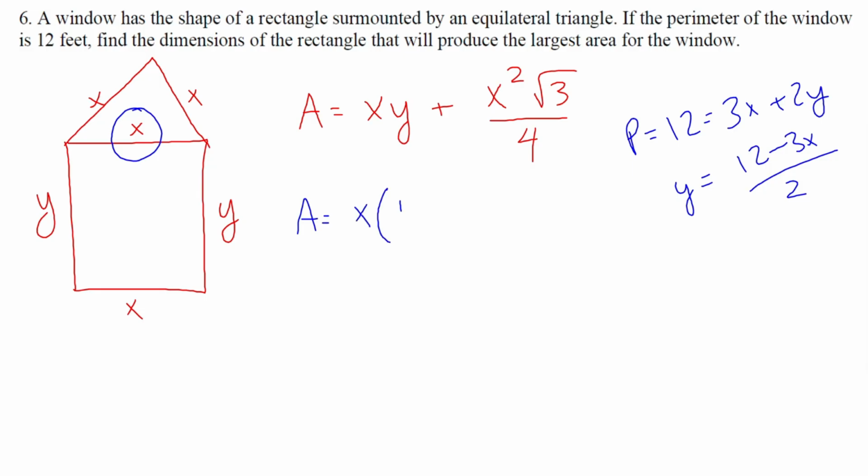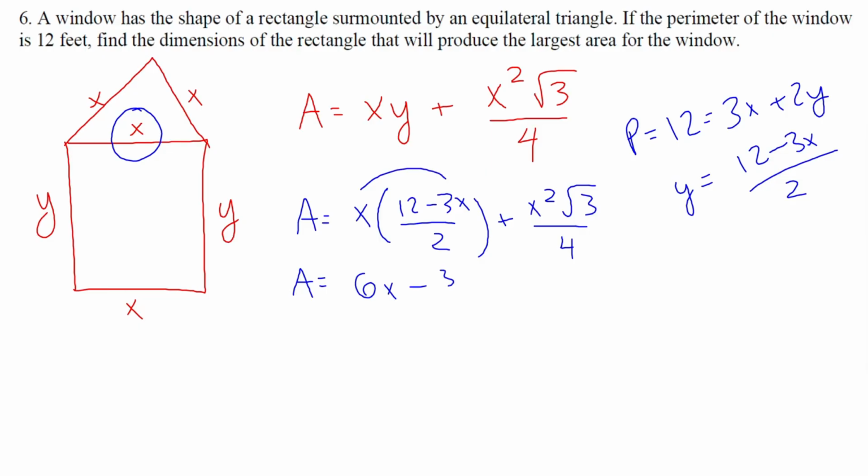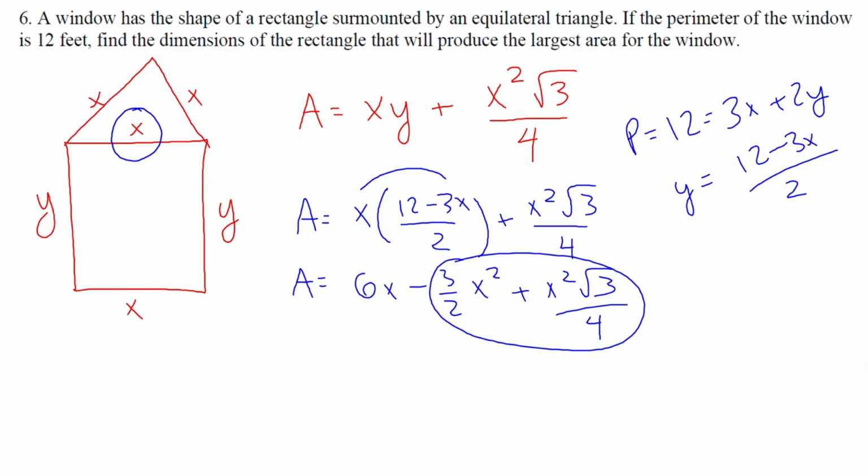So I have x times 12 minus 3x over 2 plus x squared root 3 over 4 as my area formula. If I distribute this out, we end up with A is equal to x times 12 is 12x. And then if I divide that by 2, I'm going to get 6x. And then I'm going to have minus 3 halves x squared plus x squared root 3 over 4. Now, obviously, these two terms both have an x squared. They could be combined, but I'm just going to leave them as is for now. I think it's just easier to take the derivative of it this way.